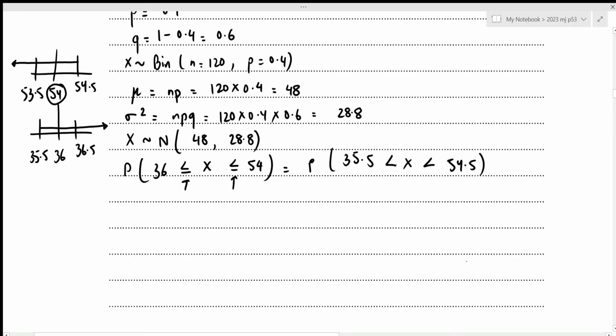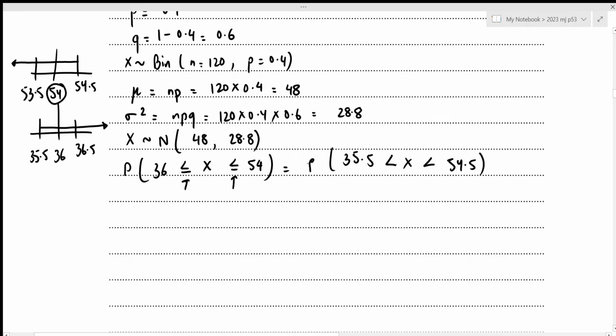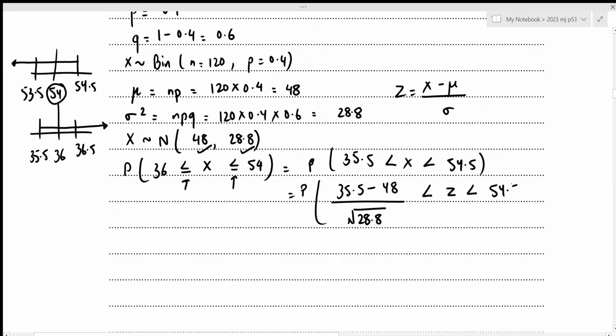Okay, and now this is a normal distribution, right? So we need to standardize it, and the standardization process is X minus mean divided by standard deviation. So in this case it will be 35.5 minus the mean, which is 48, divided by the standard deviation, which is root of the variance 28.8, is less than Z is less than 54.5 minus 48 divided by root 28.8. This gives the probability negative 2.329 is less than Z is less than 1.211.